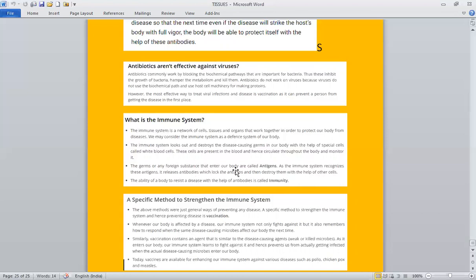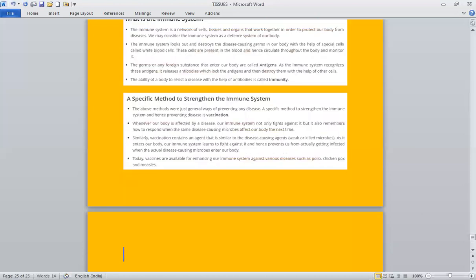Now, a specific method to strengthen our immune system. How can we strengthen our immune system? See, the above methods were just general ways of preventing diseases. A specific method to strengthen the immune system and hence prevent disease is vaccination.